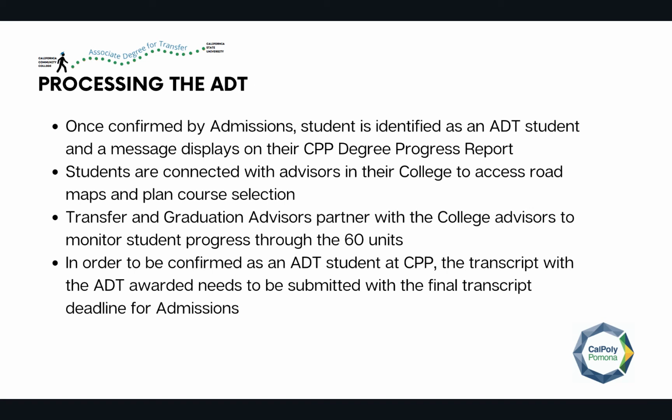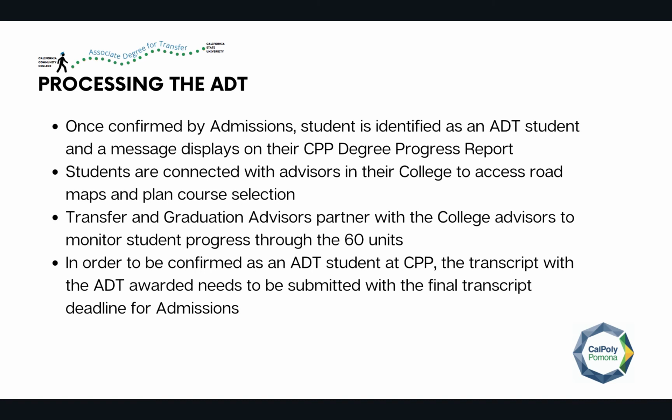So in regards to processing the ADT, once confirmed by admission, a student is identified as an ADT student and a message displays on their CPP degree progress report. So admissions will code you if you did come in as an ADT student. Students are connected with advisors in their college to access roadmaps and plan course selection. Transfer and graduation advisors partner with the college advisors to monitor student progress through the 60 units.